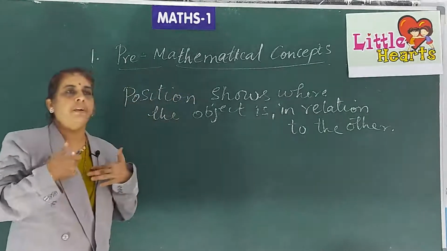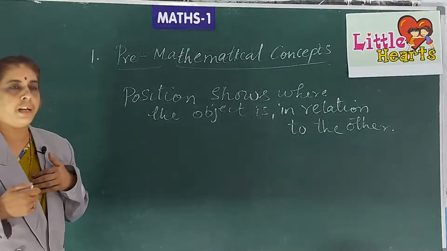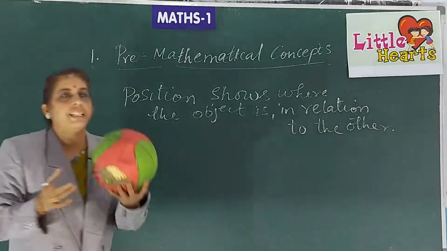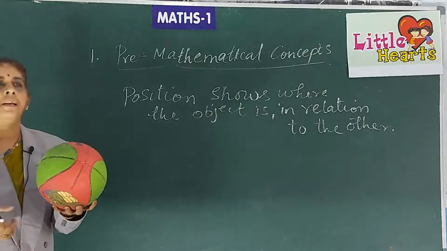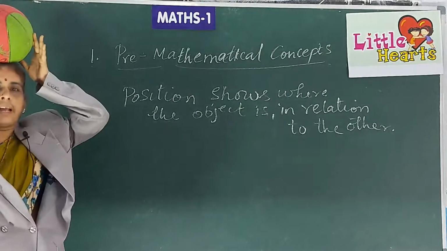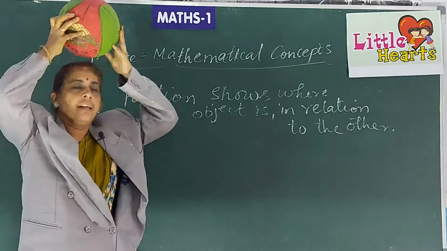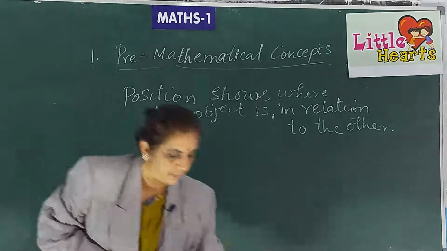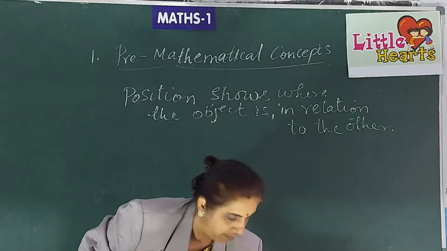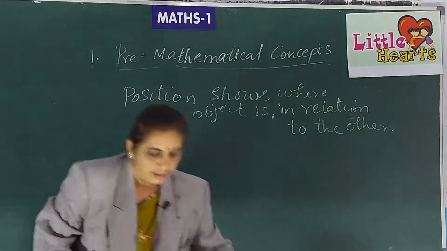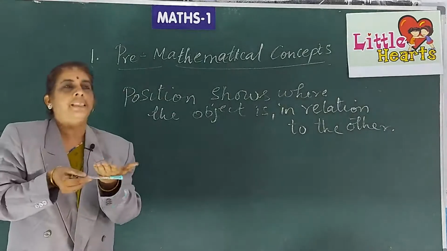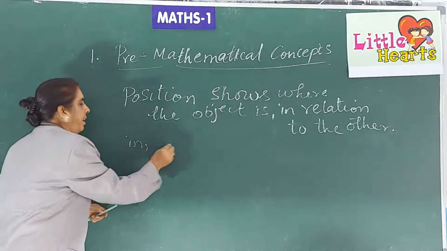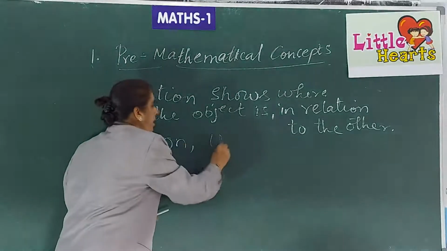I am in the classroom. In shows the position. Ball is in my hand. In. Ball is on my head. On. In this way, this shows the position. The pen is under my hand. The position words are in, on, under.